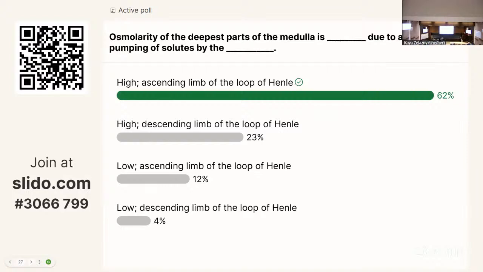We have really high osmolarity in the deep parts of the medulla as we're near the renal pelvis, like at the base of all the pyramids that you'll see in lab, which means a strong pull on water, big numbers. The reason that we have that high osmolarity is chiefly because our ascending limb of the loop of Henle has been pumping solutes out. It's been pumping sodium, chloride, and potassium into that region, meaning we have lots of solutes that are attracting water.